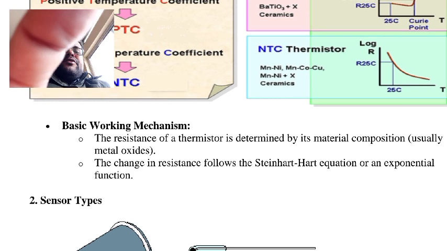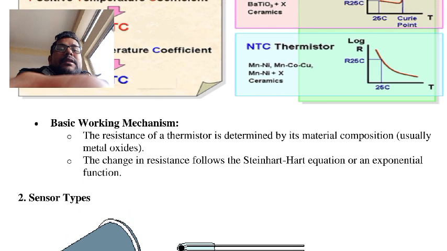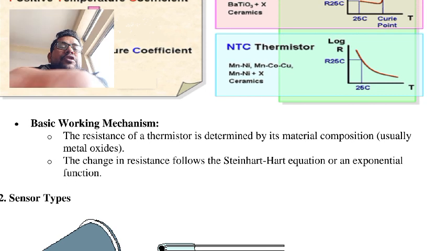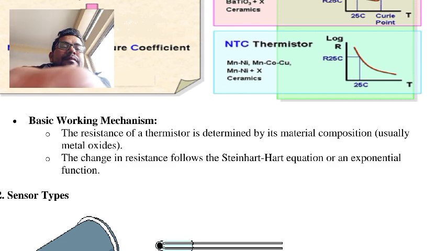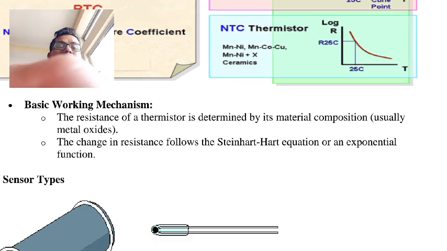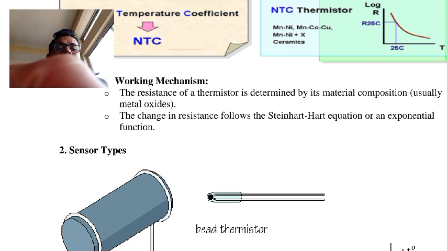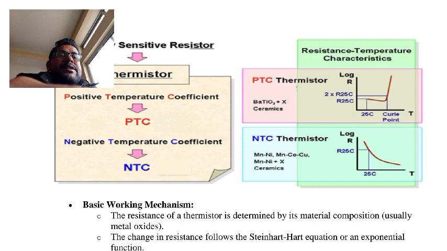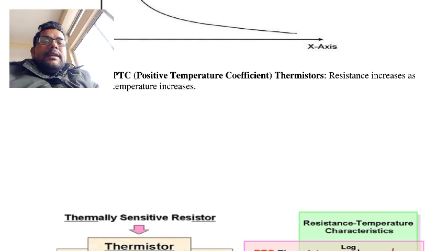The basic working mechanism. The resistance of thermistors is determined by the material composition, usually metal oxide. The change in resistance follows the Steinhart-Hart equation, an exponential function. Generally, how the resistance of this thermistor changes, we will discuss.